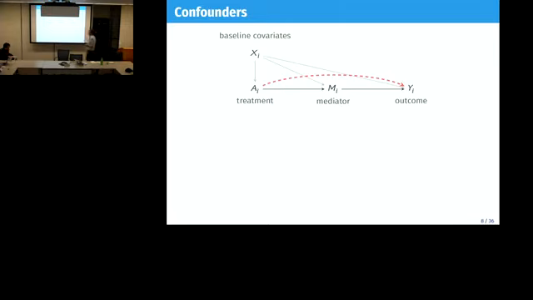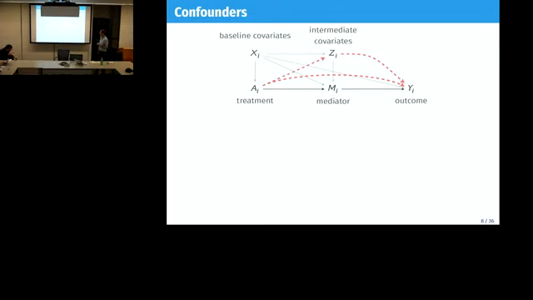We're going to have a set of baseline covariates. We'll call them X, and those are things that are pre-treatment and pre-everything. They can possibly affect treatment, the mediator, and the outcome. But importantly, what separates them from another type of confounder that I'll talk about is that they are pre-treatment. They're not affected by the treatment. So if we had a simple randomized experiment on A, there wouldn't potentially be any of these.